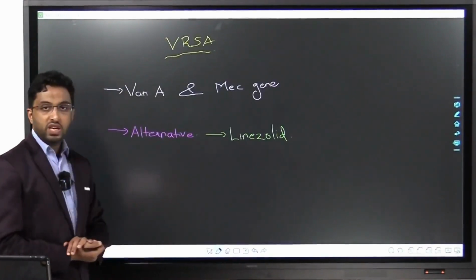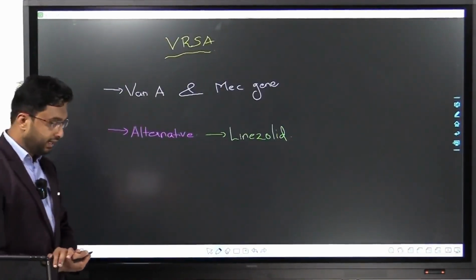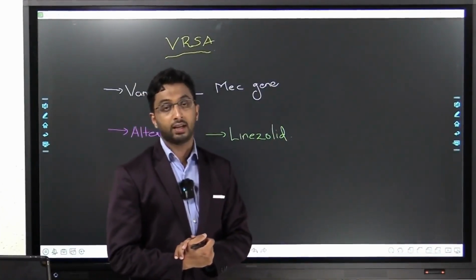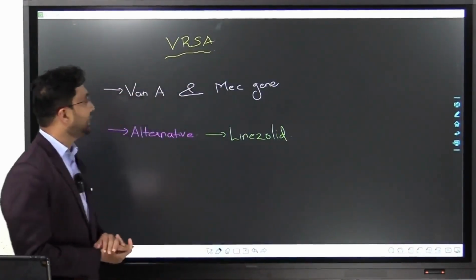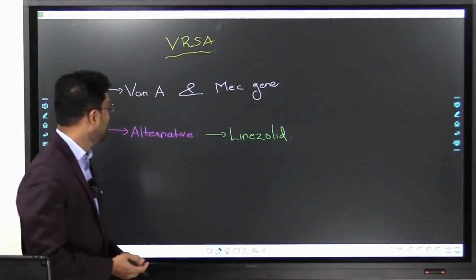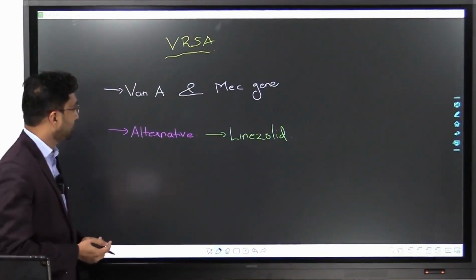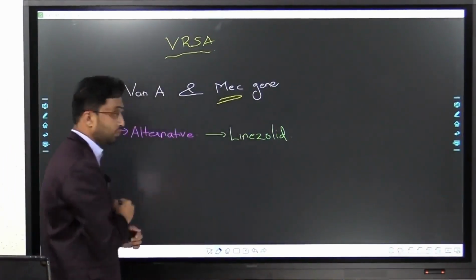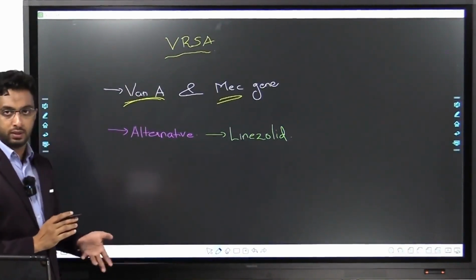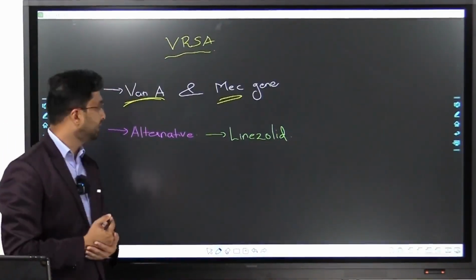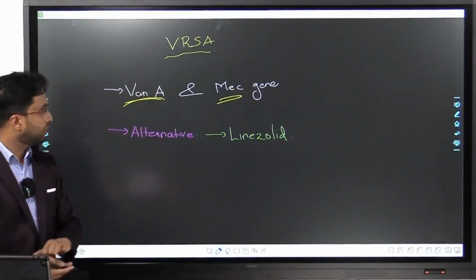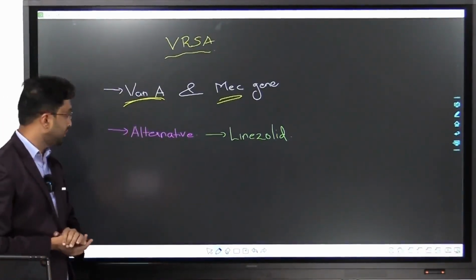Then comes VRSA, vancomycin-resistant Staph aureus. We studied that the drug of choice for MRSA is vancomycin and teicoplanin. Now imagine the bacteria develops resistance to vancomycin itself. It's a big problem, isn't it? So what is the reason? One is the MEC gene, which we know. There's another gene also involved, the VAN-A gene. So it's a chromosomal mode of inheritance. Just know these two names, VAN-A and MEC gene.